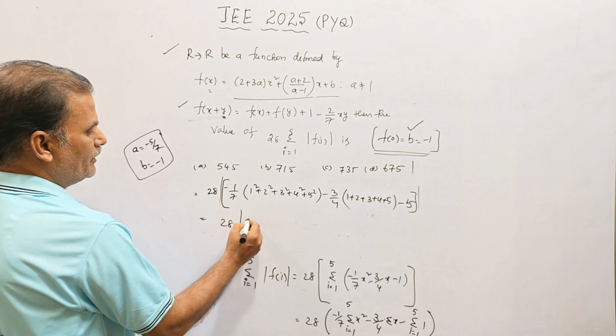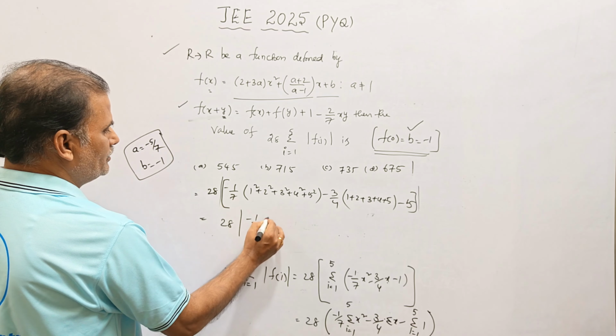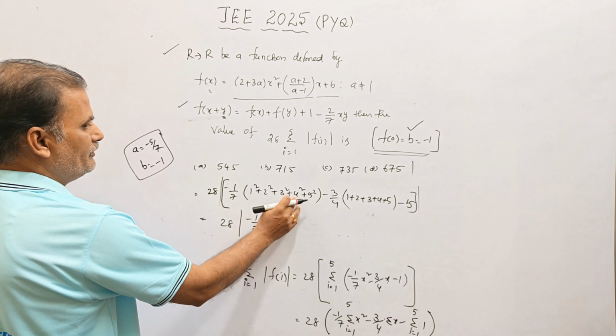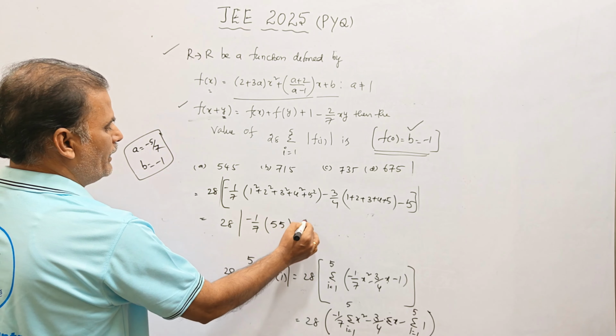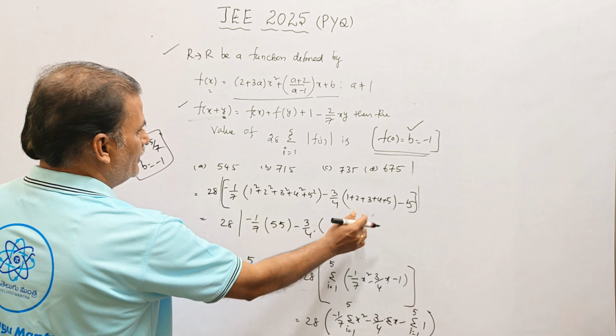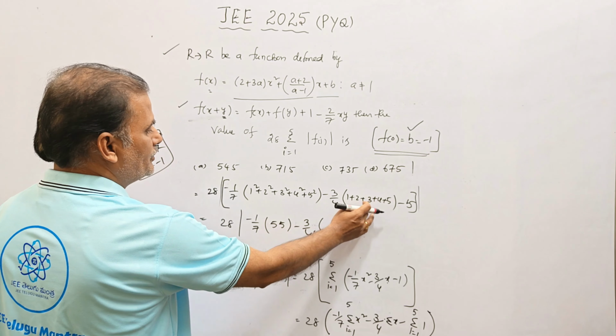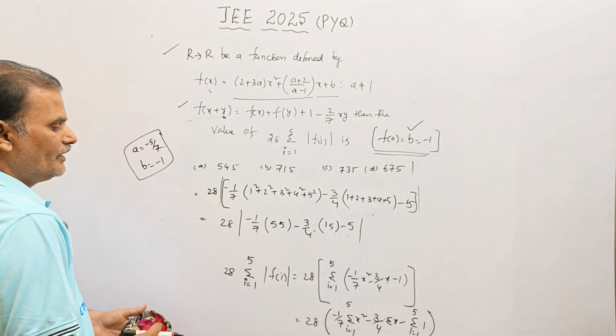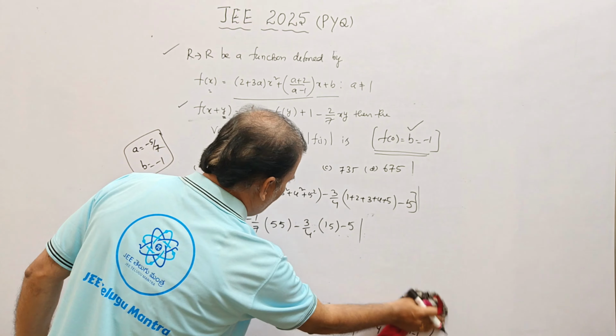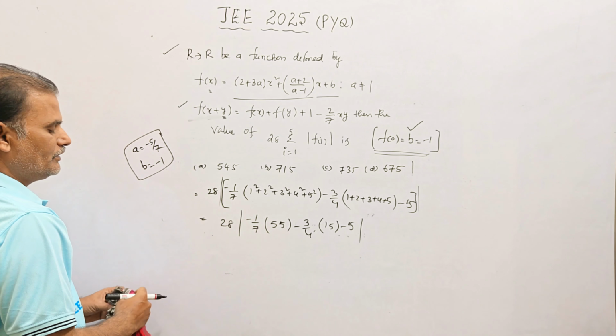28 modulus minus 1 by 7 into, here 25 plus 16 is 41, 50, 54, 55, minus 3 by 4 into 5 plus 9, 9, 12, 15, minus 5. Now by multiplying with the 28, we get the final answer.